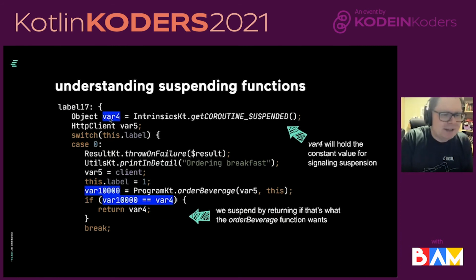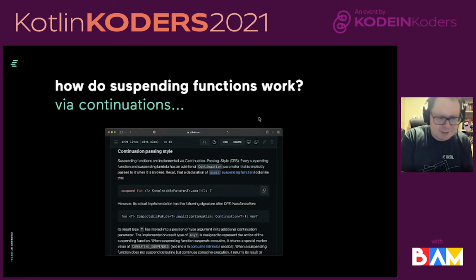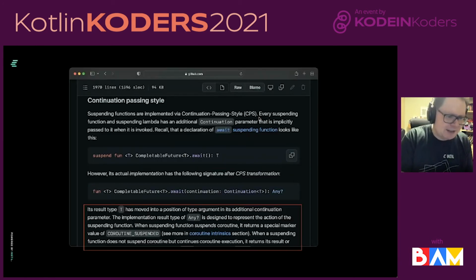You see, we've got this variable called var4, and we're setting it to getCOROUTINE_SUSPENDED. Well, what on earth is that? Okay. Well, if you dig into the coroutine specification, it'll tell you that there's this special value called COROUTINE_SUSPENDED.